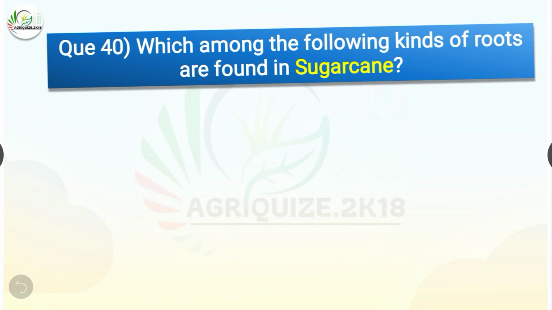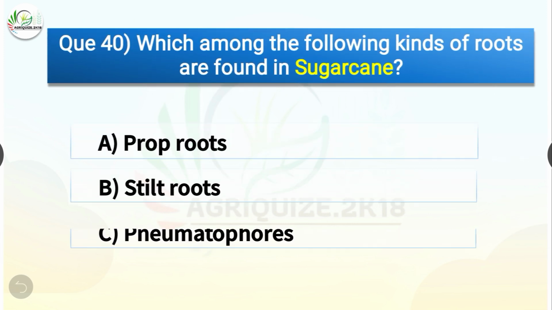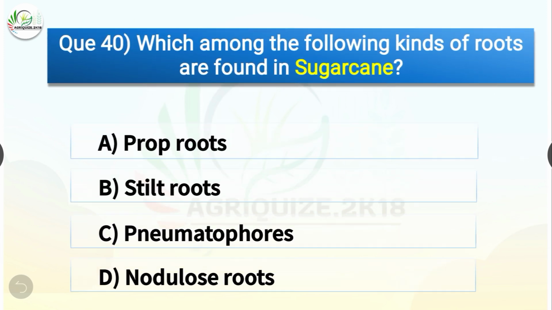Question number 40. Which among the following kinds of roots are found in sugarcane? The options are prop roots, stilt roots, pneumatophores, or nodulous roots. The correct answer is option B, stilt roots. So stilt roots are the kind of roots which are found in sugarcane. The lower nodes of maize and sugarcane stem elongate to form adventitious root fibers that are called stilt roots, and these roots provide extra support to the plants that are weak in nature.